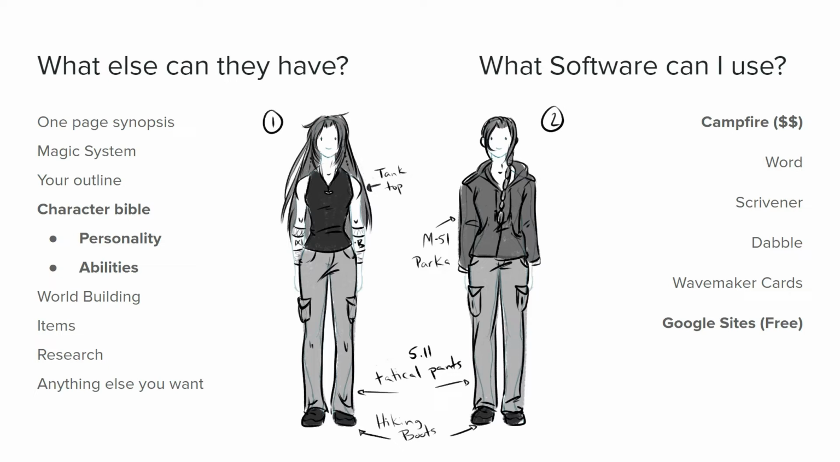Sometimes a couple of individuals ask me how they can do a series Bible. There is some software that you can use: Campfire, Word, Scrivener, Dabble, Wavemaker Cards, and Google Sites, which is the one I have an example of. So there are a couple of different ways that you can have a series Bible.